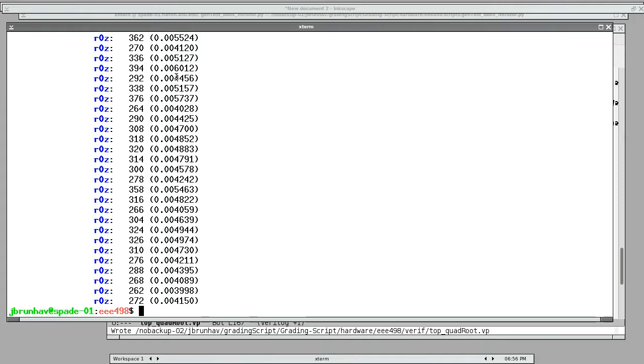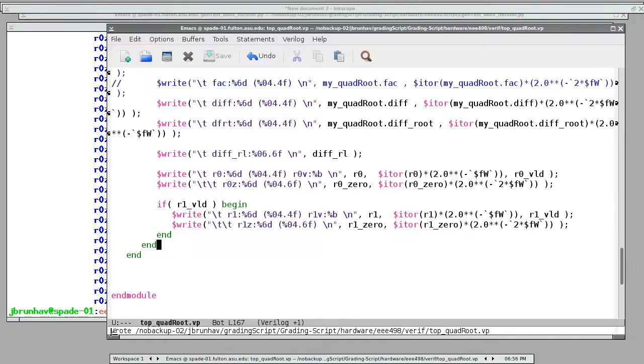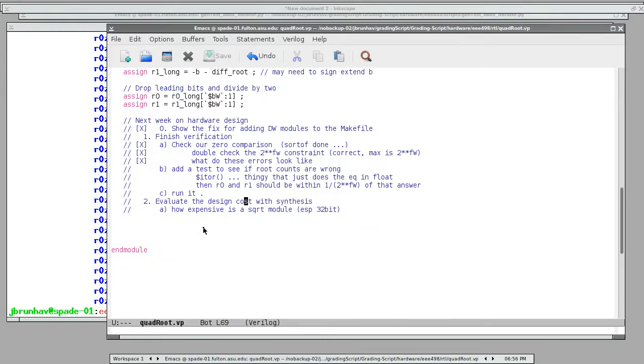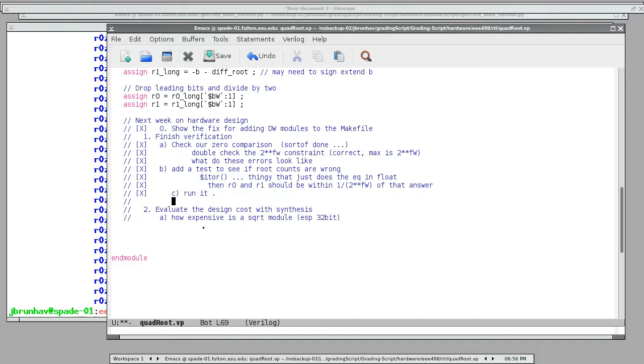Okay, so let's go back to our to-do. We did add a test to see if root counts are wrong, and so far it looks like we're in agreement. We did this with the I2R. We actually ran it, so we're doing good there. So what do we need to do next? It looks like we have an ongoing error.